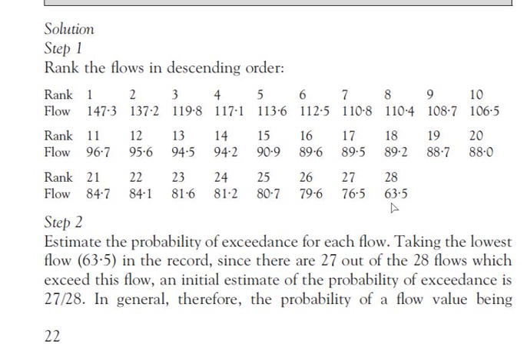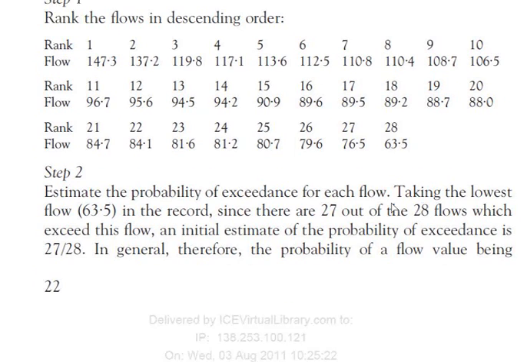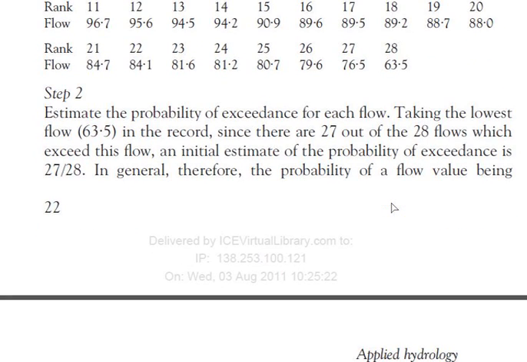So this is the maximum flow observed in any particular year, and it could equally be the maximum rainfall intensity measured for any given year. Once we have those flows in a ranked order, we can then estimate the probability of exceedance for each flow. So this is the probability that we will get a storm with a flow rate or rainfall intensity higher than any given entry in this sequence.